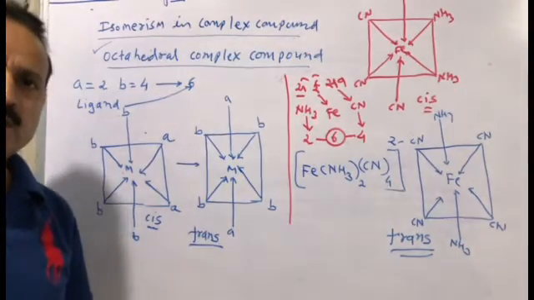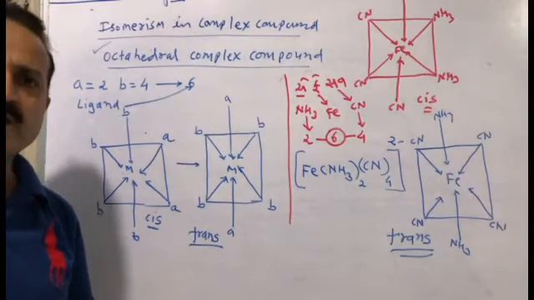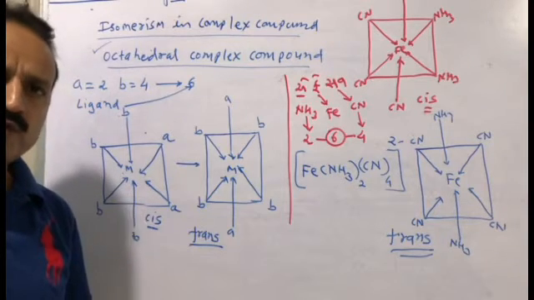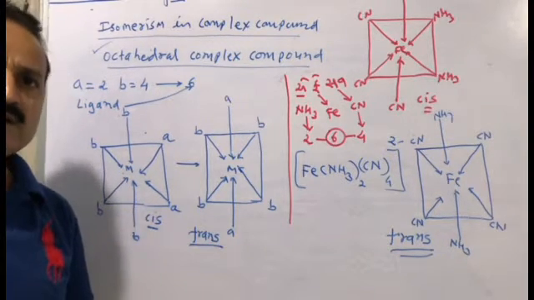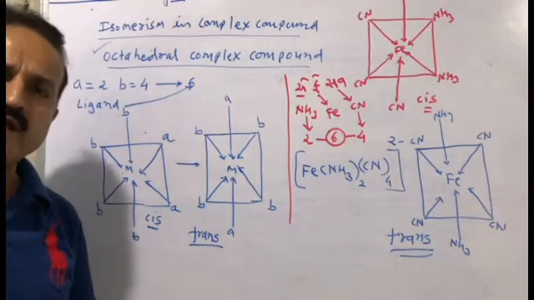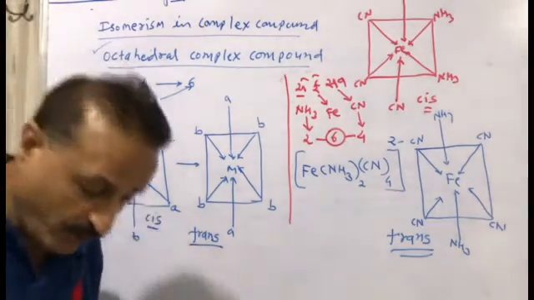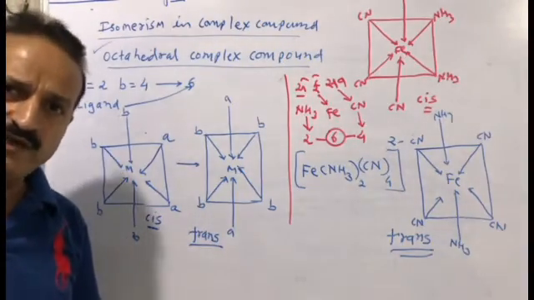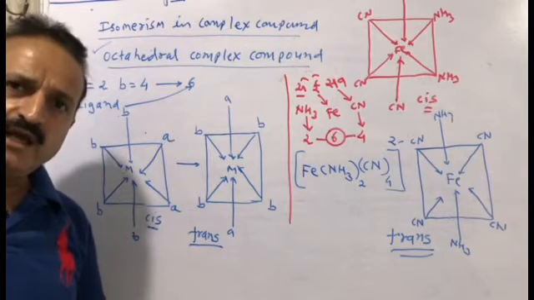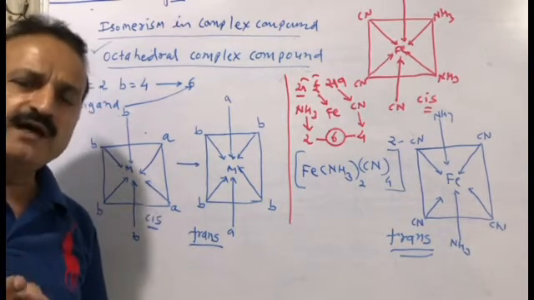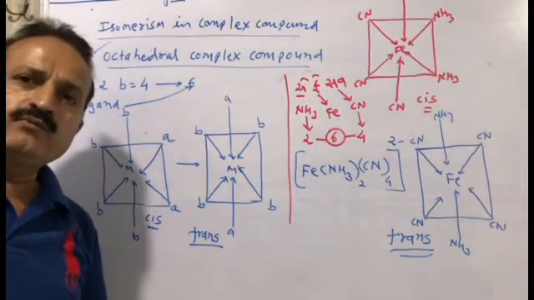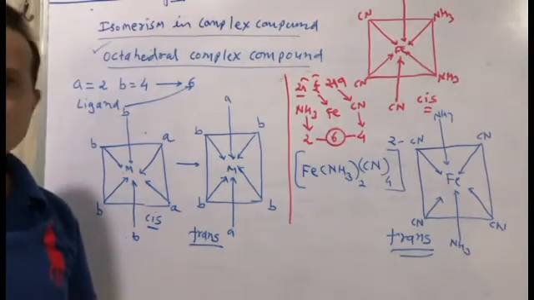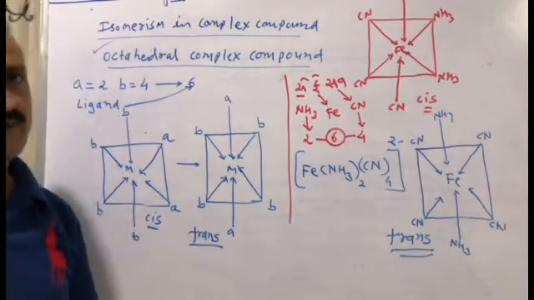A type ligands are 2, B type ligands are 4. If the same ligands are very close to each other, then it is cis. If ligands are in opposite positions, then it is trans. We have taken an example of A2B4. A means ammonia, B means cyanide. A equal to 2 ligand is ammonia, B equal to 4 cyanide ligand, and Fe is taken as a metal. So very easy, very simple.